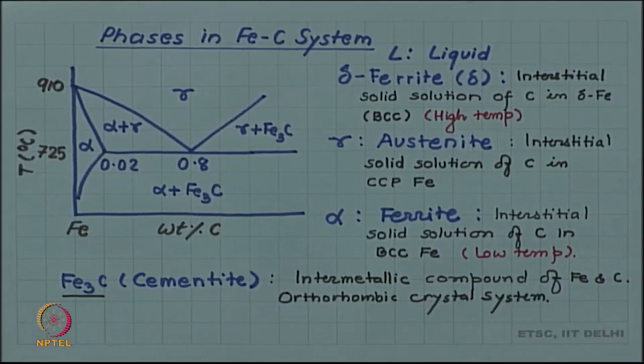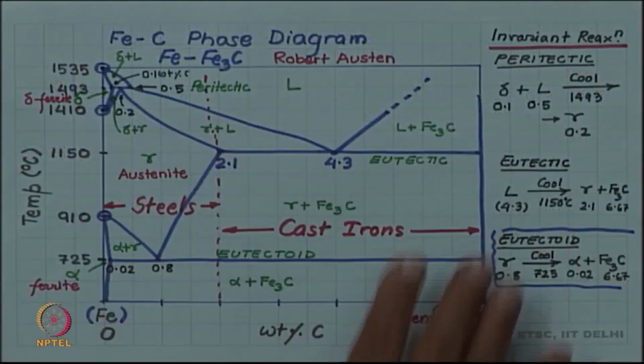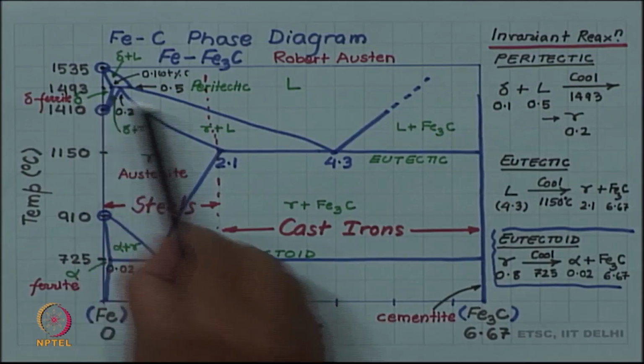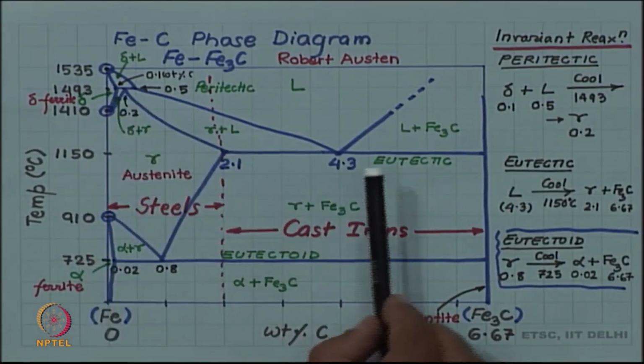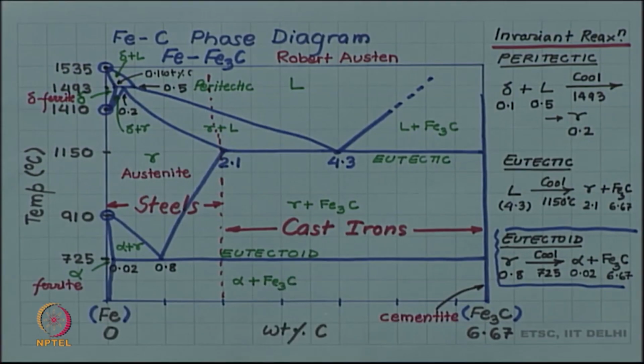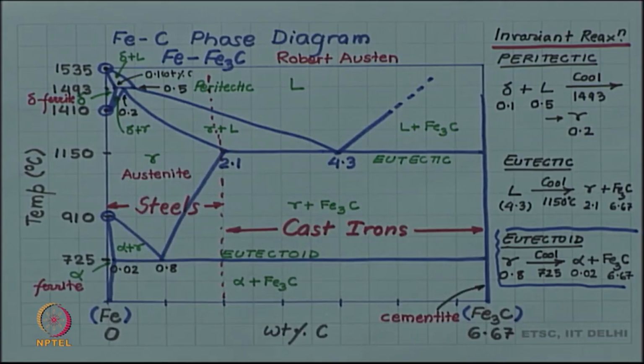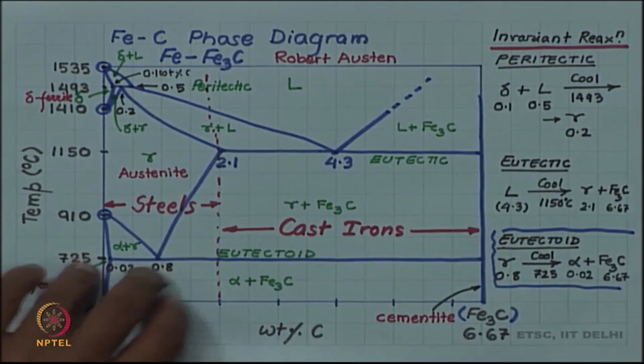So, we have looked at the phases, the invariant reactions, and the various phase boundaries and phase regions in the iron carbon phase diagram. Looked at as a whole, the diagram may look complicated, but just remember that there are three invariant reactions: the peritectic reaction, the eutectic reaction, and the eutectoid reaction. And the names of different phases, of course, you have to gradually commit them to memory.